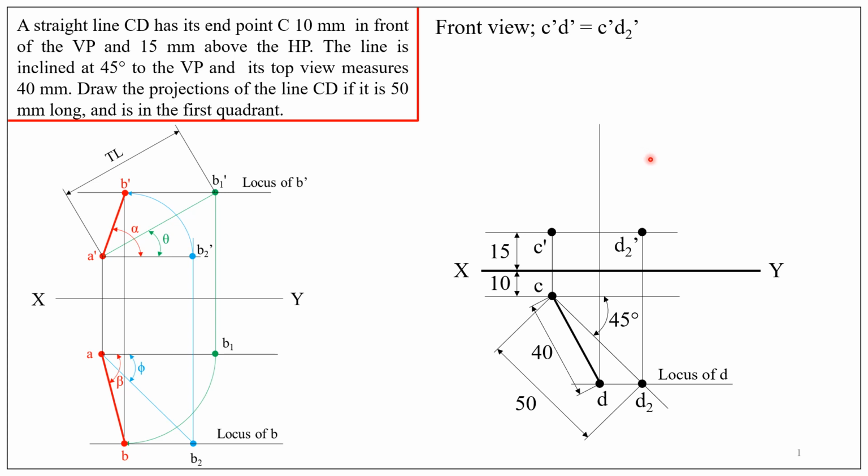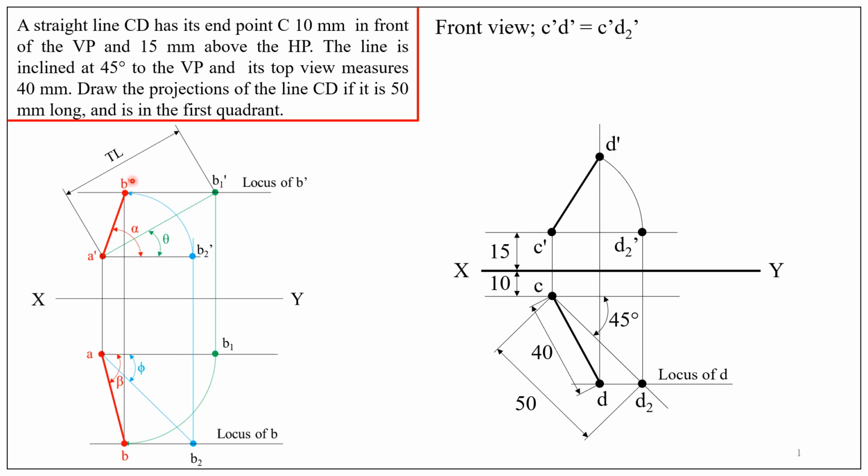To locate D dash, take C dash D2 dash as radius in compass. Fix C dash as center. Draw an arc until it cuts the projector, and the intersection point is D dash. So now we know C dash and D dash, join them. This is the required front view. So we have located D dash.